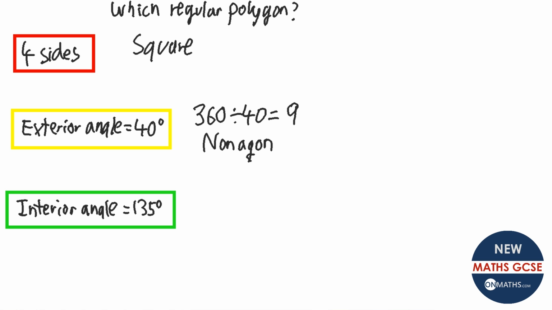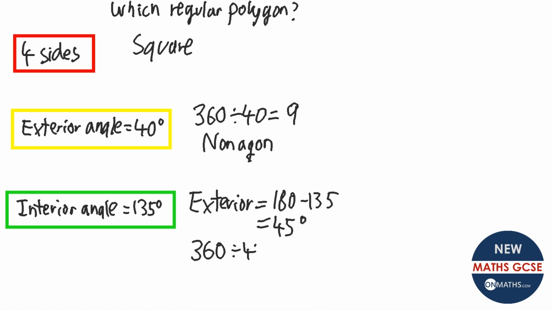Okay, now this time we're given the interior angle. Now, there are two methods for working this out. The easiest by far is just work out the exterior angle first. Now, one thing you need to know about interior and exterior angles on polygons is they always add up to 180. So if I just say exterior equals 180 take away 135, and again I'm just going to use my calculator, so 180 take away 135, and it's 45. So the exterior angle is 45, and then I'm going to do 360 divided by 45. 360 divided by 45 equals 8. So it's an octagon.